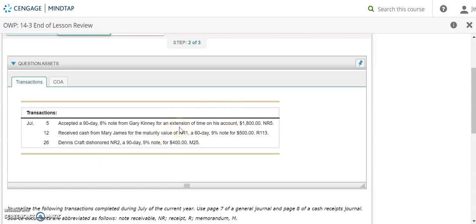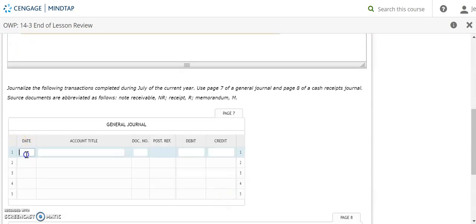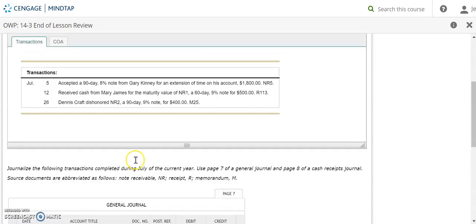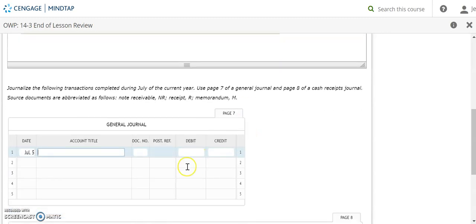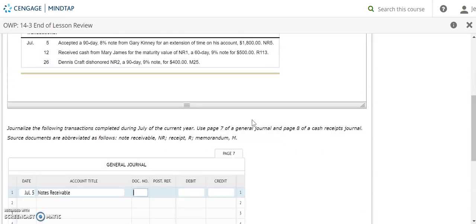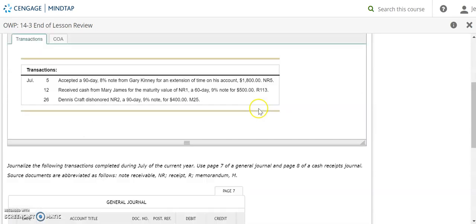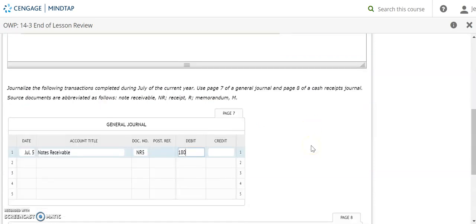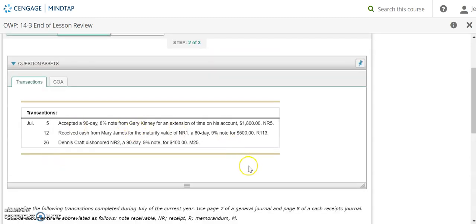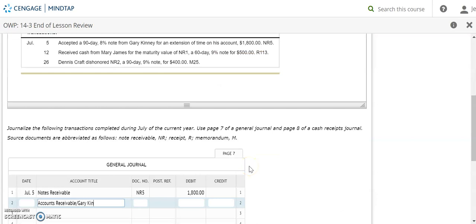So I'm going to go to my general journal for this one. And my date is July 5th. Now I'm transferring accounts receivable into notes receivable. So I'm going to debit notes receivable. The document number is NR5. I'm debiting for this 1,800. And then I'm going to credit, because I'm getting rid of that accounts receivable, accounts receivable/Gary Kinney for 1,800.